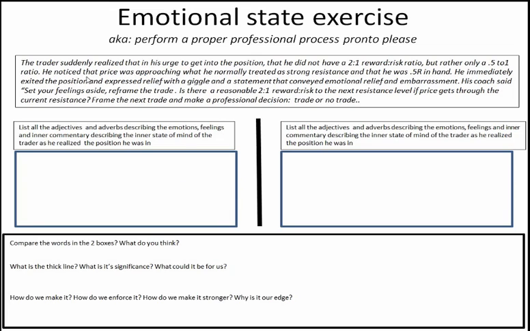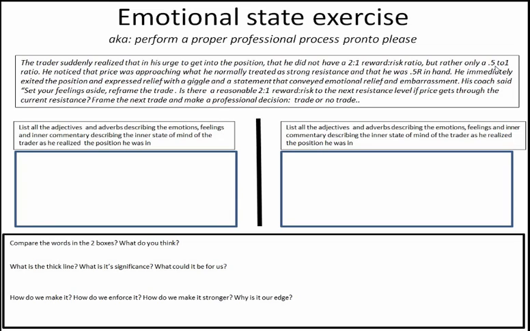So this came about from the chat room a while back, and a trader commented in writing that he had realized his urge to get into a position was strong, and he didn't have a 2-to-1 reward to risk ratio, but he really only had a half an hour or a 1-to-1 ratio. He noticed now that he was in the trade that price was approaching a strong resistance level and that he currently had 0.5 R in hand, and he immediately exited the position and expressed relief with a giggle in his writing and a statement that conveyed emotional relief and embarrassment.